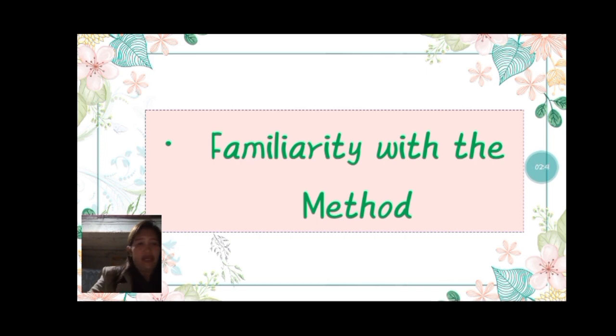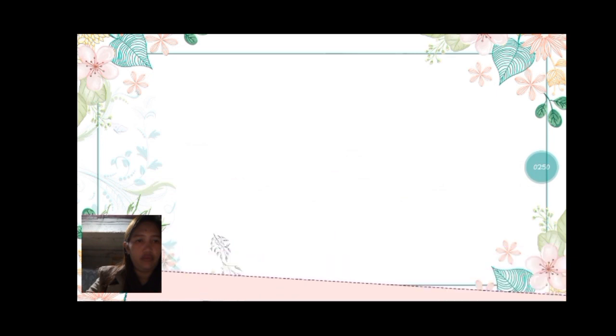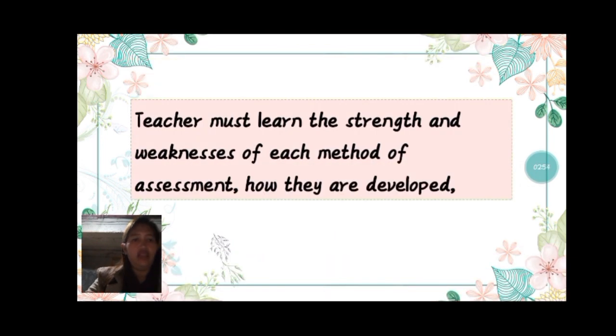So for the first topic, we have familiarity with the method. Teachers must learn the strengths and weaknesses of each method of assessment, and how they are developed. While it is best that teachers utilize various methods of assessment, it would be a waste of time and resources if the teacher is unfamiliar with the method of assessment.